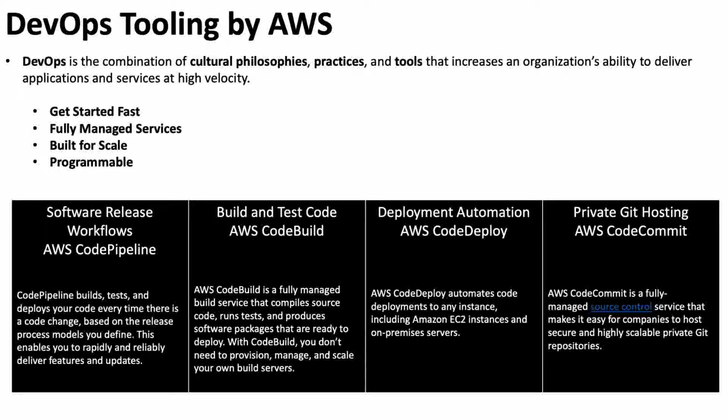The last one is called Amazon CodeCommit. If I show you the pipeline later on, you will understand that CodeCommit is really a private Git host, like a private GitHub, hosting the source code.